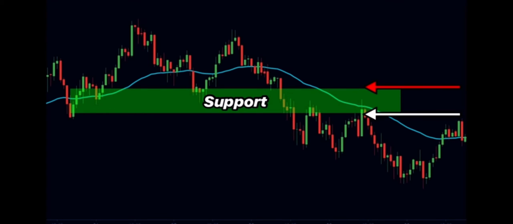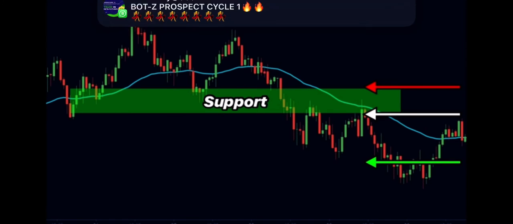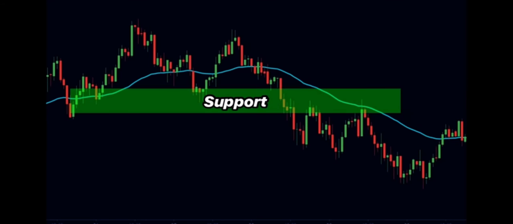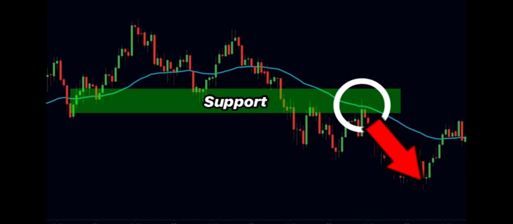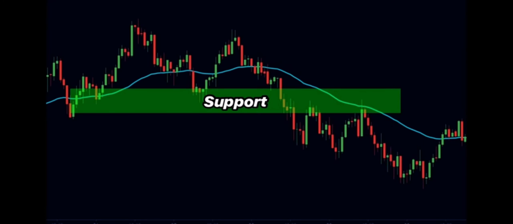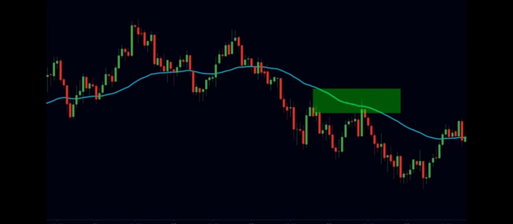We can keep our stop loss above the resistance level, and we can place our targets at 1.5:1 risk to reward ratio. As you can see, the price comes into this area, finds resistance, and makes a strong down move. We made a profit on this trade.